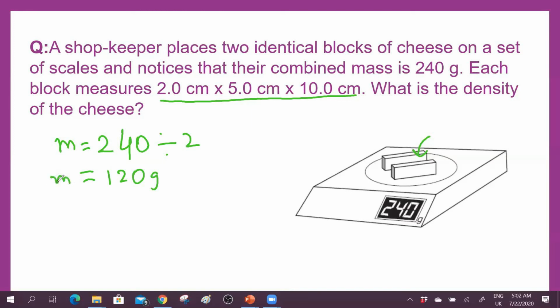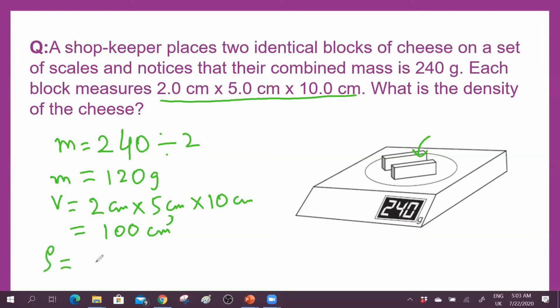So this is the mass of each block. Now I can find the volume of each block. That is 2 centimeter by 5 centimeter multiplied by 10 centimeter. That's going to be 2 times 5 is 10 and 10 times 10 is 100 cubic centimeter. So to find the density, we can use the formula simply rho equals mass over volume.